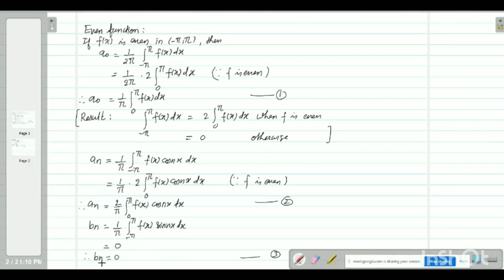Now substituting the value of a naught, a n, and b n in equation number star, you will get the required Fourier series of the function. Okay, I hope you understood this. Yes or no, students?